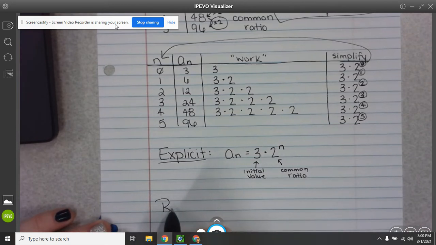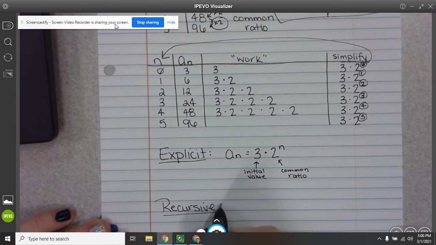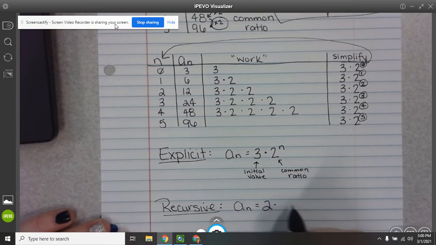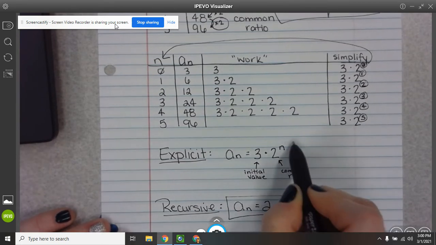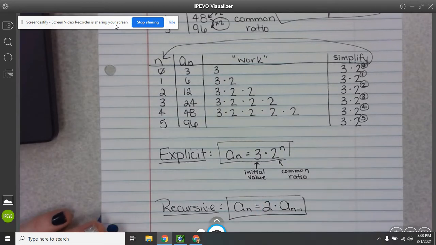And just like it was with an arithmetic sequence, we have a recursive formula. And that's always a sub n and a sub n minus 1. The only difference is since it's multiplication, normally we see that out front. So this would be our recursive, and this would be our explicit.